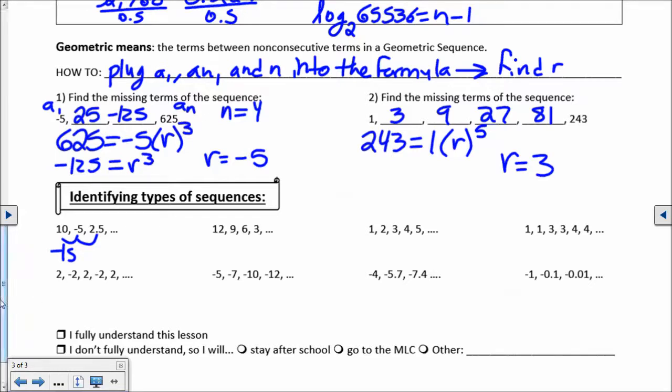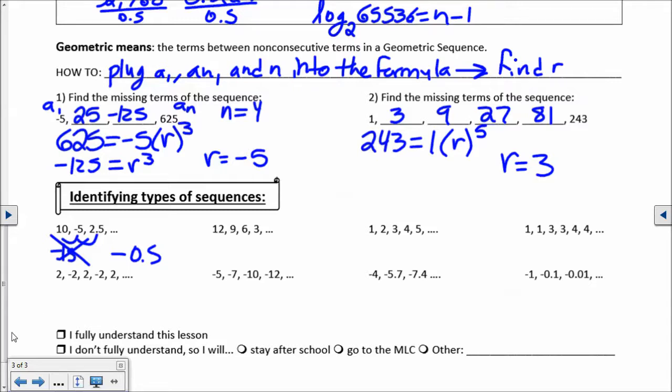It isn't. Okay, so is it arithmetic? No, because you're not adding the same thing. Now we're going to check, are we multiplying times the same thing? So what do I have to multiply to get to negative 5? Negative 0.5, the negative version of that. If I multiply again, would I get to the 2.5?